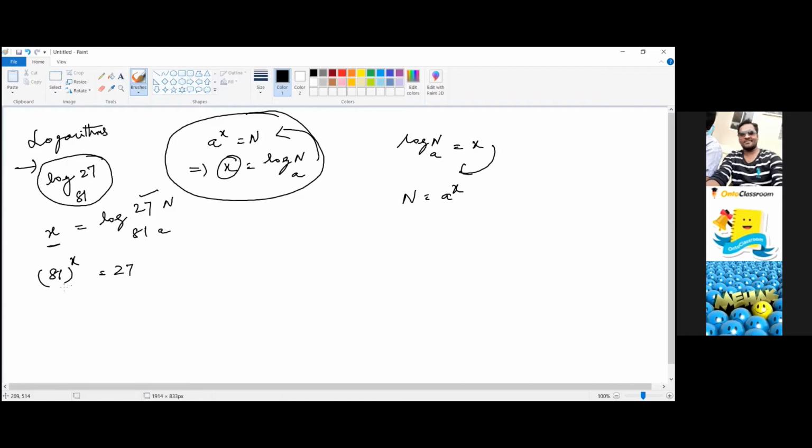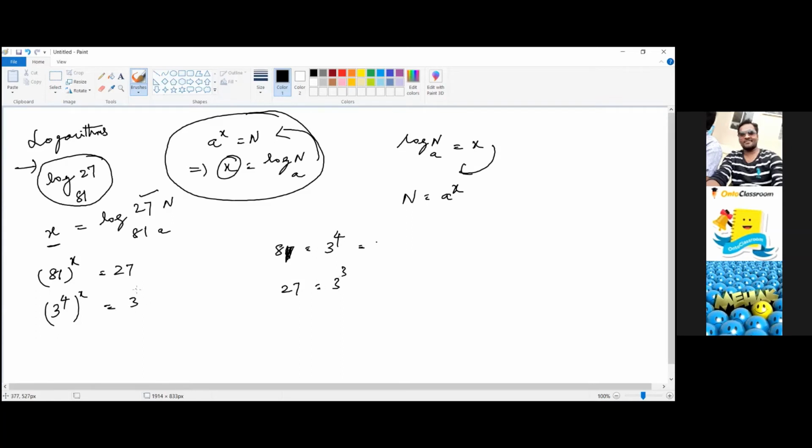So 81, how can you write it? 3 raised to 4, 3 power 4. So this will be 3 power 4 whole power x is equal to 27. We can write 27 as 3 cube, 3 power 3.